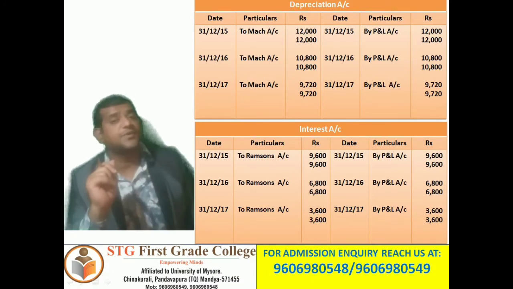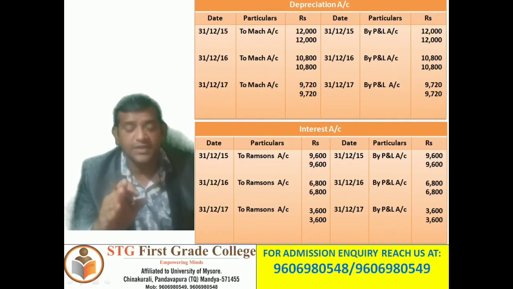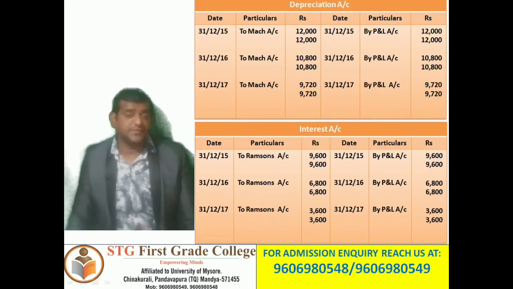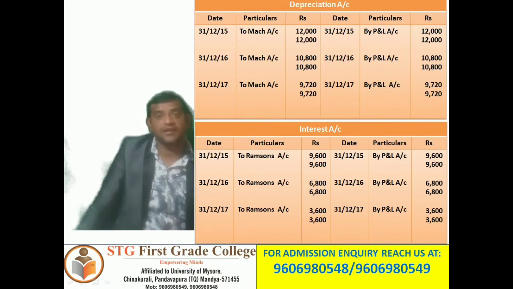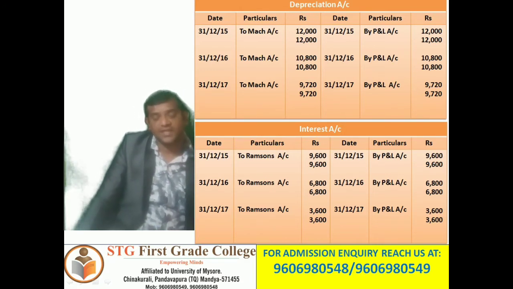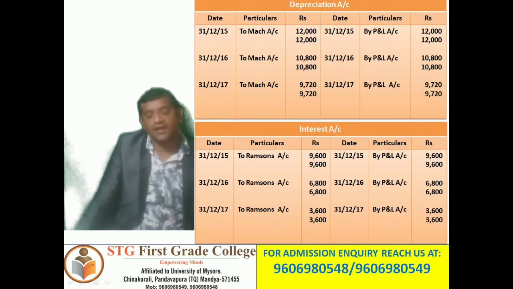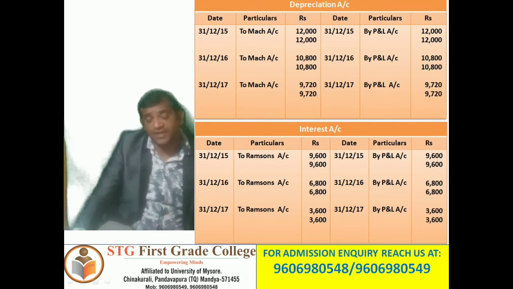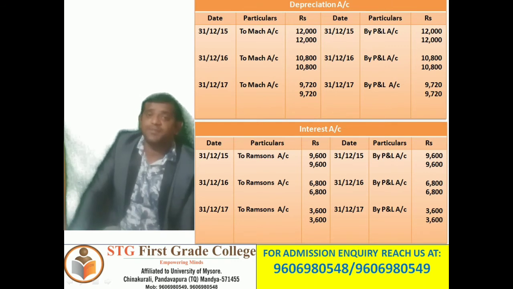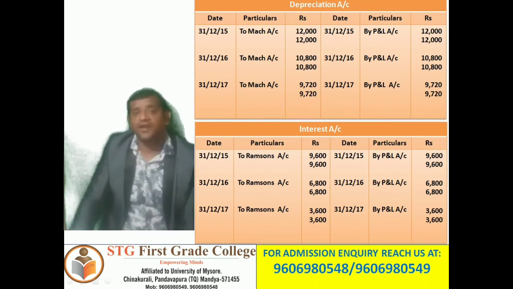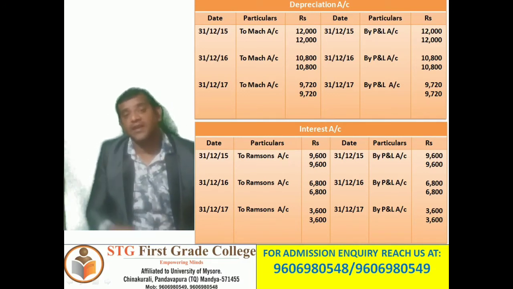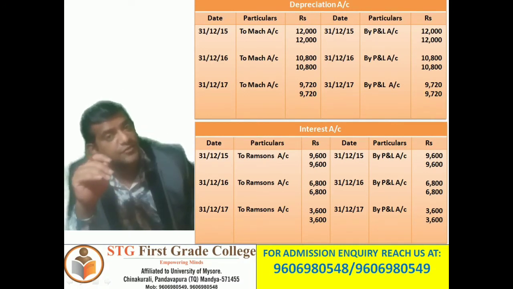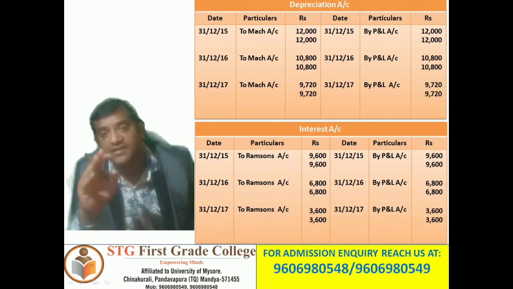Clear? So next, open interest account. So interest account, that is our Ramson's, because we are paying him in installment basis, so we are supposed to pay interest also to the Ramson's. Clear? So now Ramson's account, so what is the first year interest we are paying? So that I have made a split up while calculating. So I have given a split up figure, so which you can refer and understand. So 31st 12 2015, to Ramson's account, 9,600, by P&L account, 9,600.